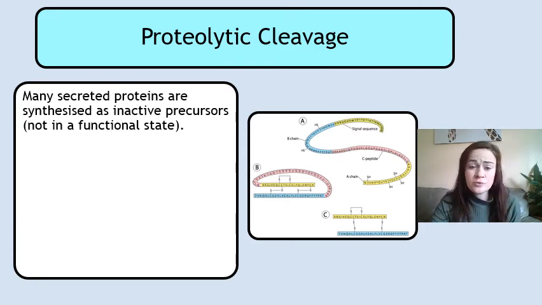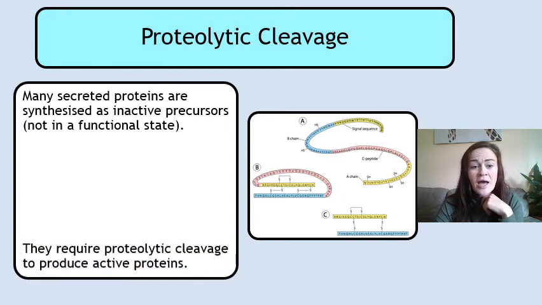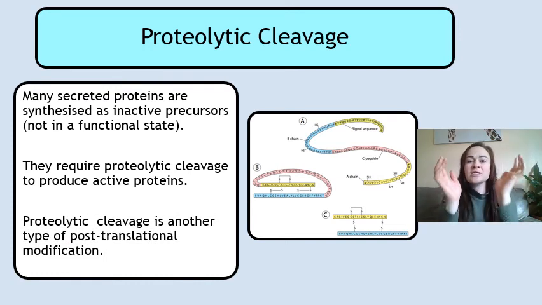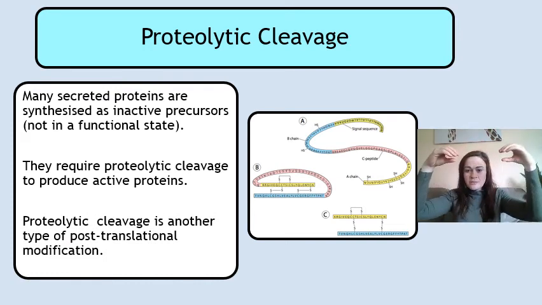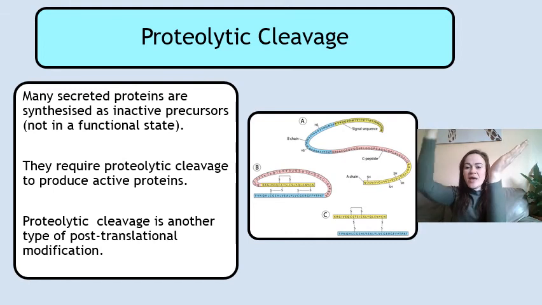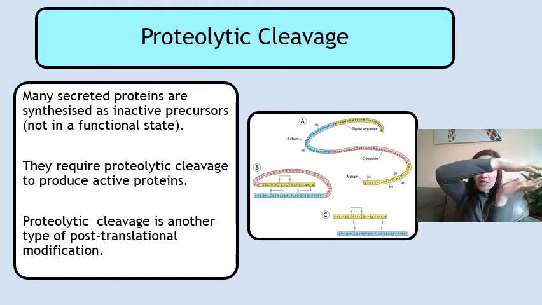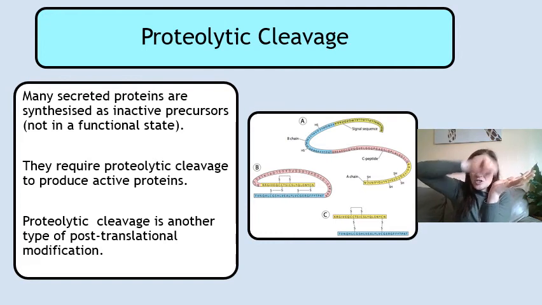Now, this process of being transformed into a functional state is another example of a post-translational modification. It's called proteolytic cleavage. Okay. Now, what happens is you've got your big protein chain, and then one bit of the protein is going to bend round, form bonds with the other strand, the other section of the protein, and then just cut bits of the protein off and chuck them out.